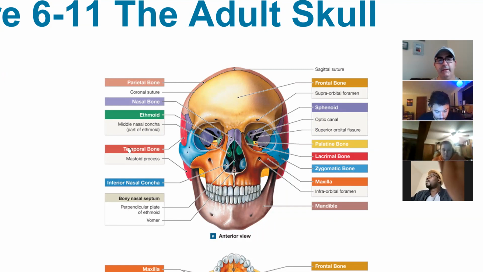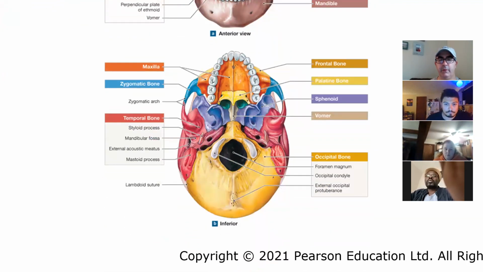On the sides of the head, you have this temporal bone, which is kind of this pink color, right? That's where your temples are. You have a right and a left temporal bone. So that's frontal, 2 parietal, 2 temporal. We're up to 5. On the back of your head is something called the occipital bone.